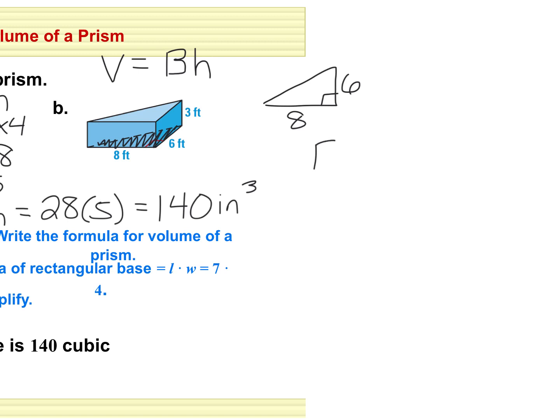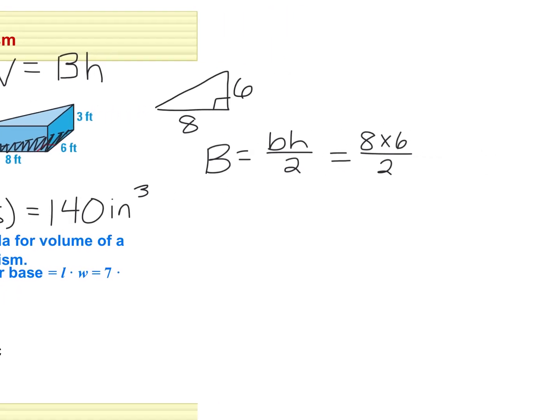Good. So now we want to use the formula. How do I find capital B? Why do we have to divide by 2? Because it's a triangle. It's half of that square. Okay? So base times height divided by 2. What's the base and the height? Yep. 8 times 6 divided by 2. So we get 48 divided by 2. 24.